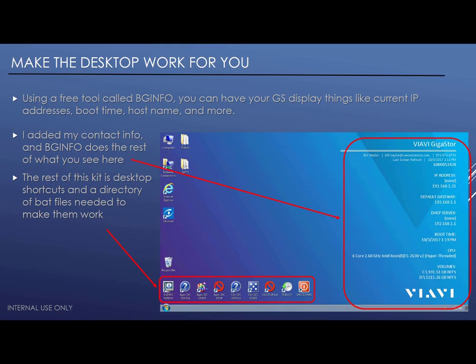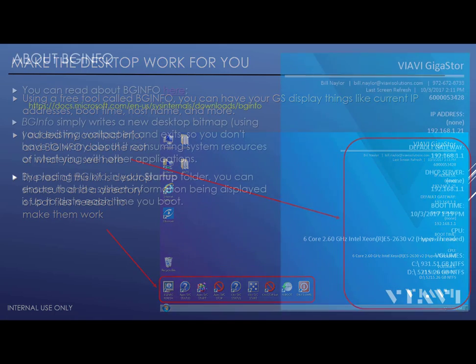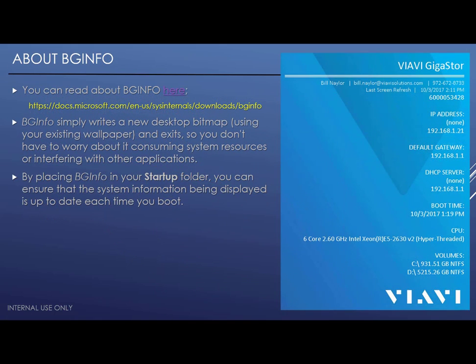So the idea is to make the desktop work for you. So there's a couple of tools here we talk about. BG Info is one of them. The other one, the other set, is really a set of shortcuts, and we'll get into some details on what these are all about in a few minutes.